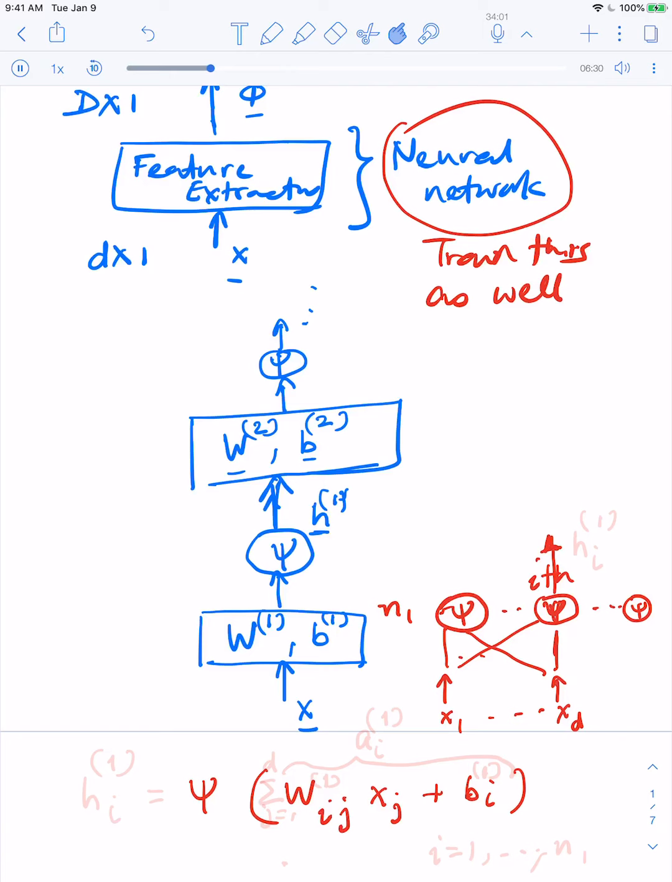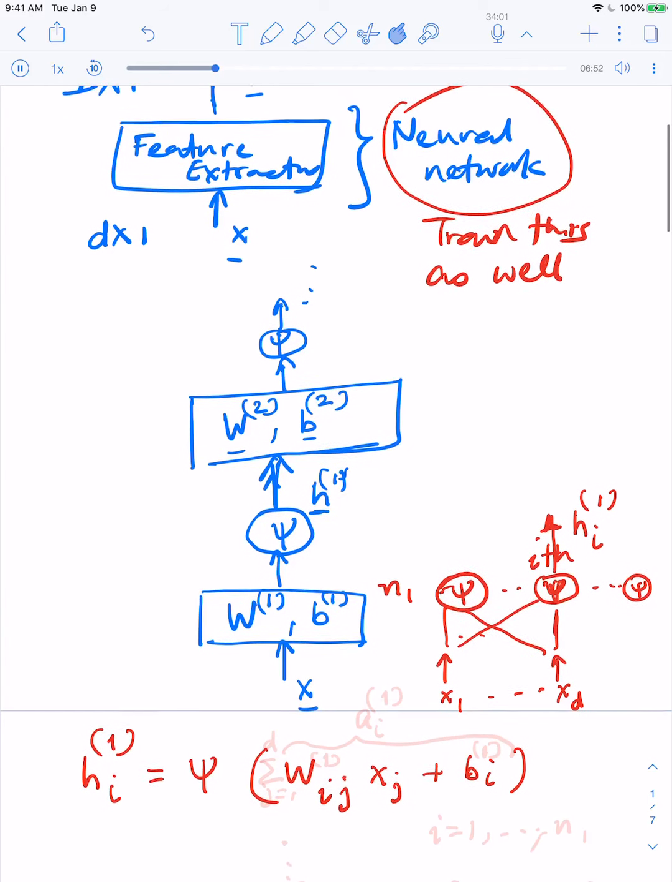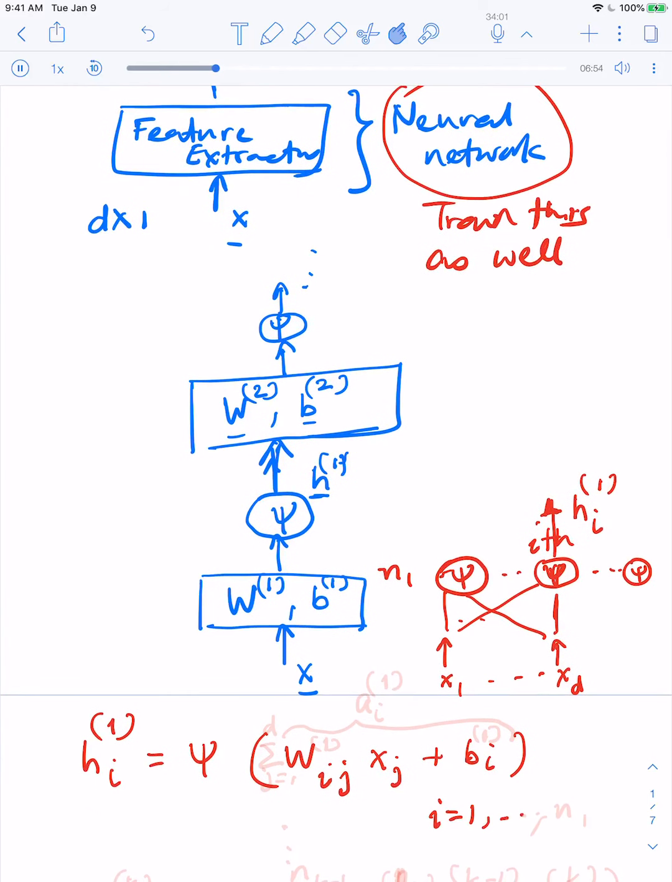So I need to make up some notation here as well. This output is the output of this first hidden layer. So the ith output of the first hidden layer, this is my h_i of 1. This is what comes out of the ith neuron in the first hidden layer. So i is going from 1 through n1, right?